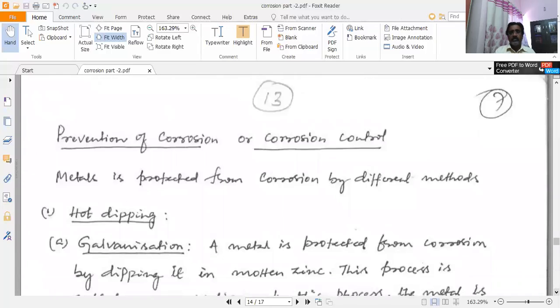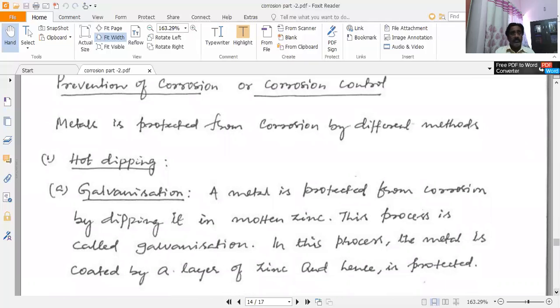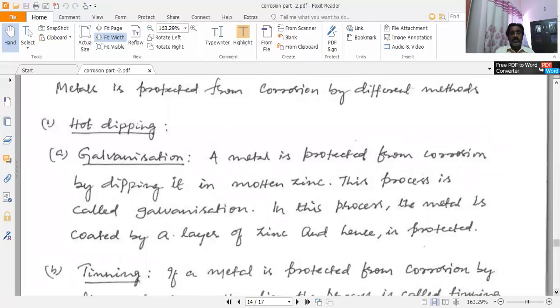Next, coming to the prevention and control of corrosion. Metals are protected from corrosion by different methods. Let us take number one, hot dipping. In this, you will come across two types. One is galvanization, whereas another one is tinning.